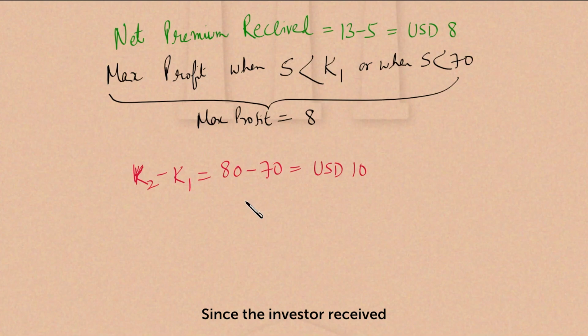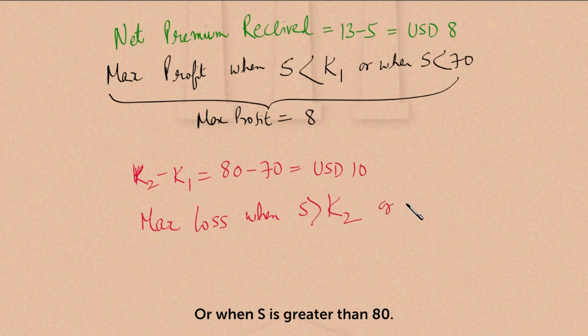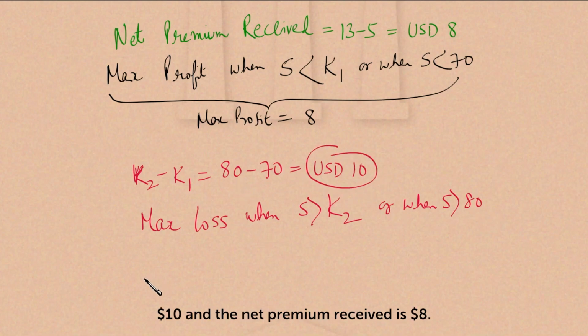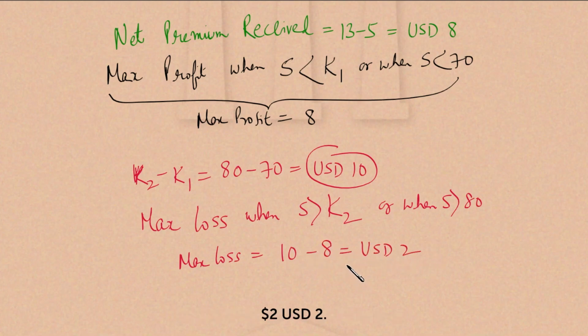Since the investor received a net premium of $8, the maximum loss, as I said, occurs when, remember, when S is greater than K2, okay, or when S is greater than 80. So the spread is $10 and the net premium received is $8. So the maximum loss is equal to $10 minus $8, which is $2.